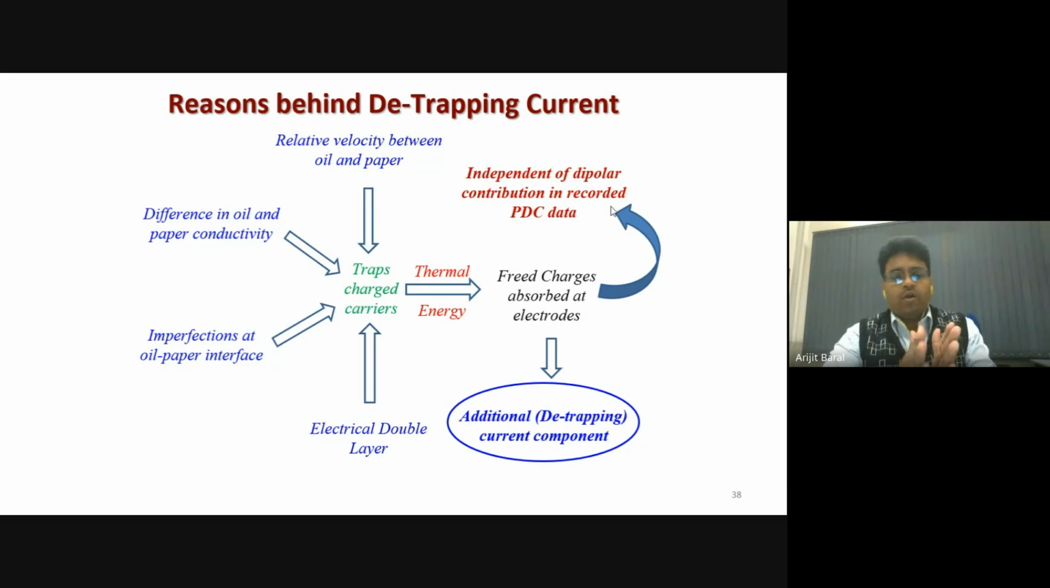What happens is that whenever you have a relative finite velocity between two insulations which have a difference in conductivity, an electrical double layer gets formed at the surface. Electrical double layer is nothing but dipoles aligned just on the surface of this oil-paper interface. Typically the negative part of these dipoles will get attached to the solid interface and the positive part of this dipole will remain free and interact with the moving oil volume.